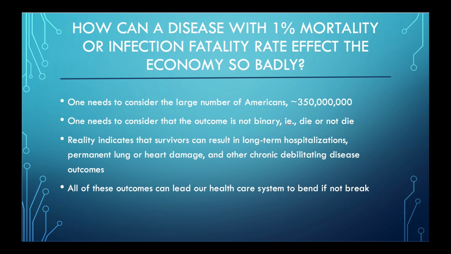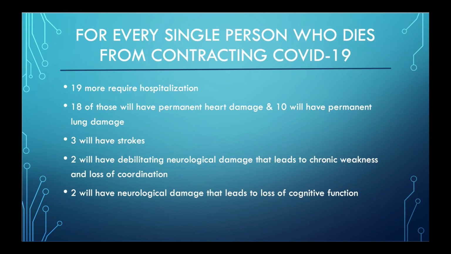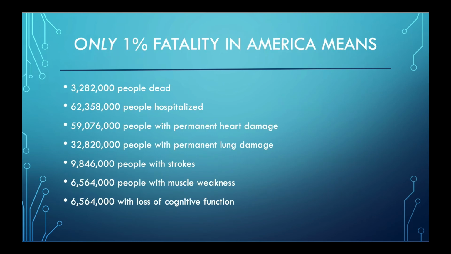The question would be then, how can this small infection mortality rate have such a large impact on our society to warrant shutting down our economy? The following slides attempt to answer that question. For every single person who dies from COVID-19, 19 more will require hospitalization. 18 of those will have permanent heart damage, and 10 will have permanent lung damage. 3 will have strokes, 2 will have debilitating neurological damage that leads to chronic weakness and loss of coordination, and 2 will have neurological damage that leads to loss of cognitive function.